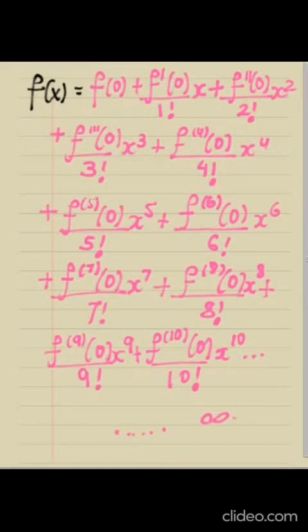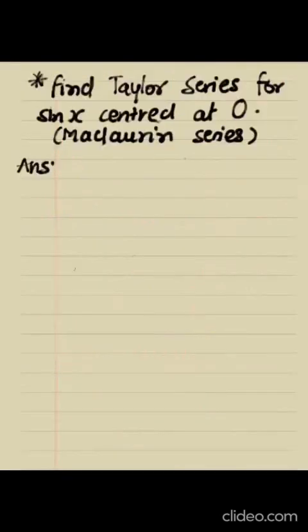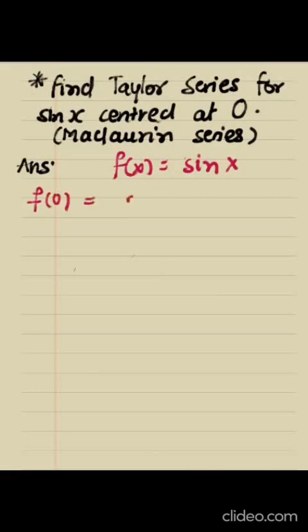And now let's solve a couple problems. Find the Taylor series for sine x centered at 0. So a Taylor series at 0 is a Maclaurin series. So what they want us to find is the Maclaurin series for sine x. So we have here f of x equal to sine x, right? So at 0, f of 0 would be sine of 0.